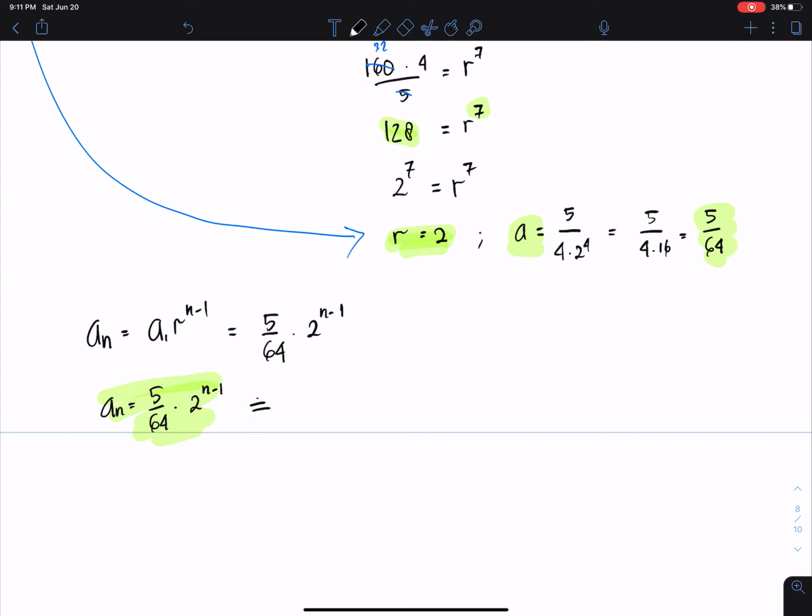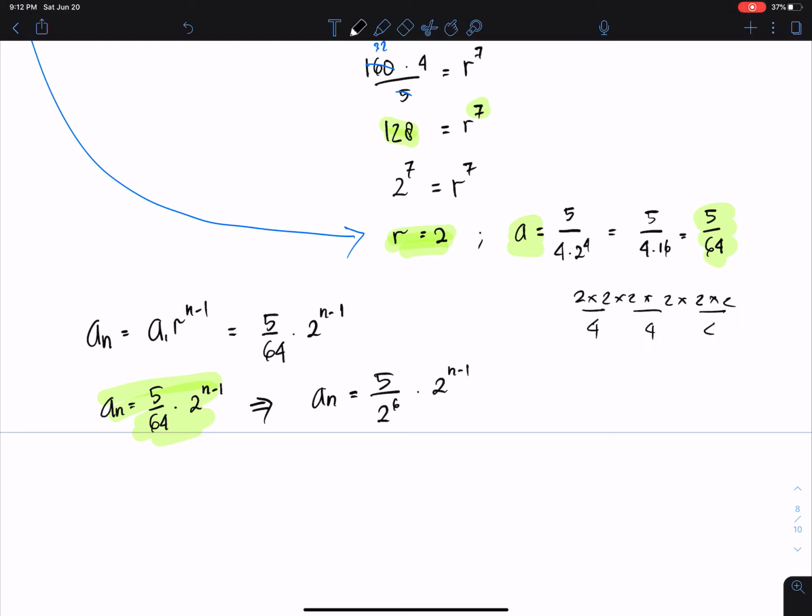So from here we will get 5 over 64. If we change 64 to base 2, that is 2 to the power of 6. And at the top we have 2 to the power of n minus 1.